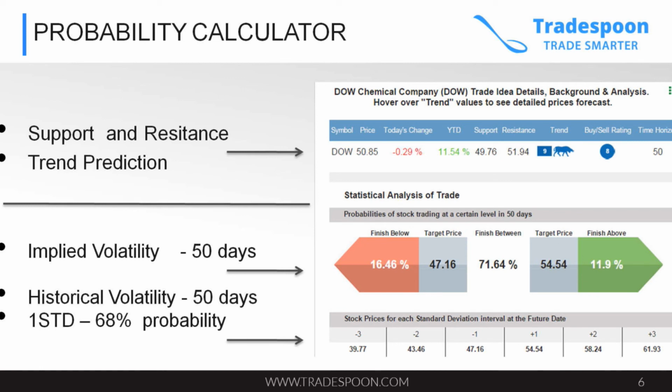So on the bottom of the screen, you see historical volatility based on the past data and past Dow Chemical price movements. And implied volatility, where you see the red and green arrow, is based on demand and supply for in-the-money options for the next 50 days.